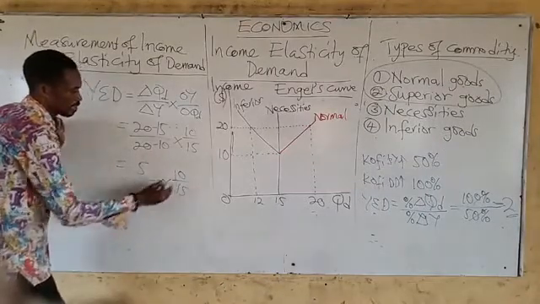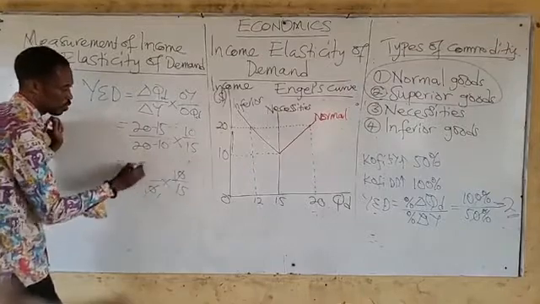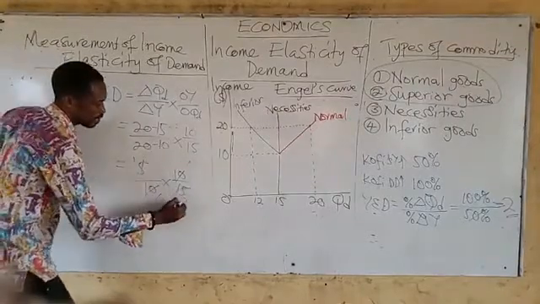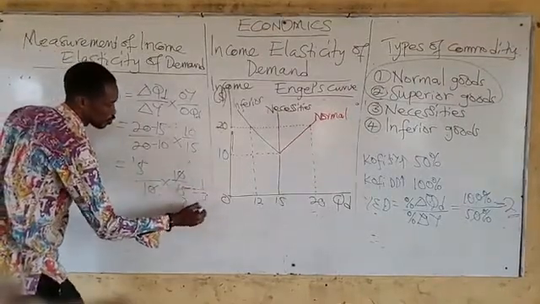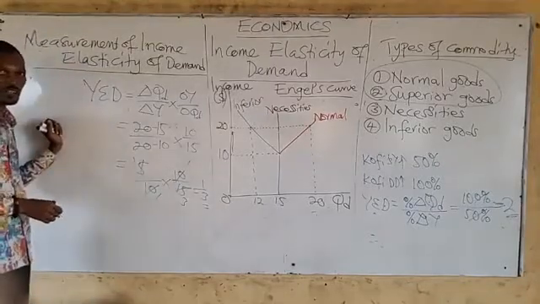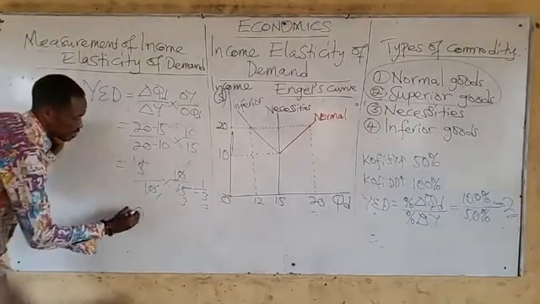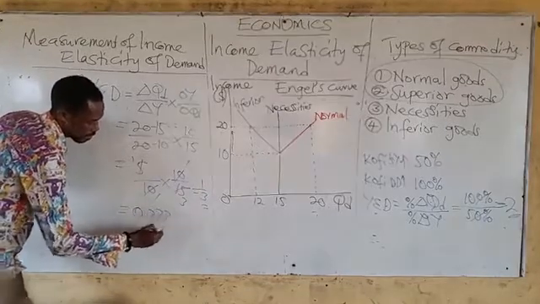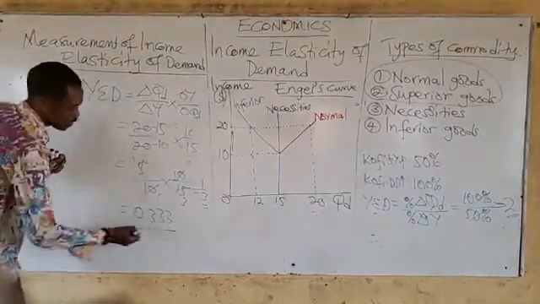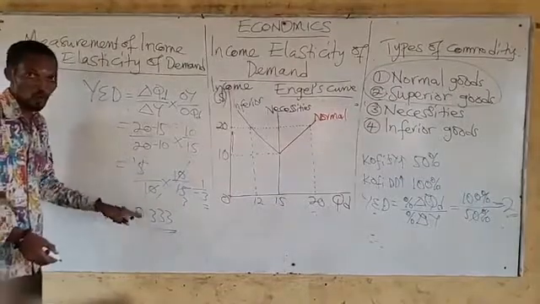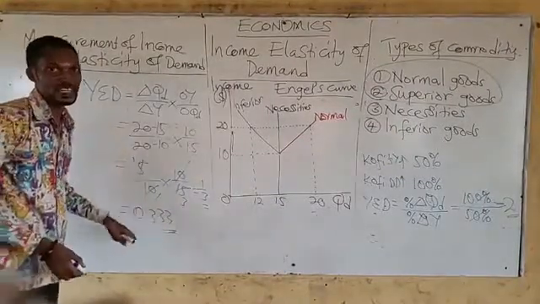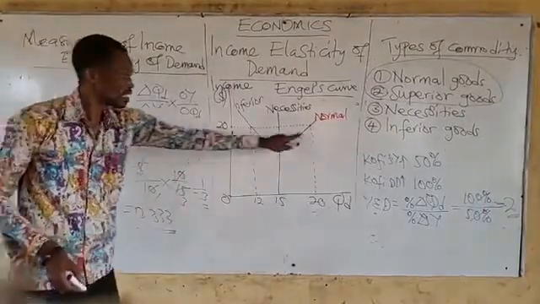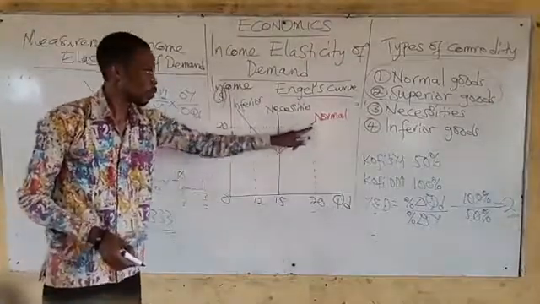So then this will be 5 divided by 10 times 10 divided by 15. The 10 will cancel the other 10. So this is gone. 1 here, 1 here, 3. This is 1 out of 3, which will give us 0.333. And you can see that this is positive, but it is less than 1. So the commodity in this particular case is a normal commodity.